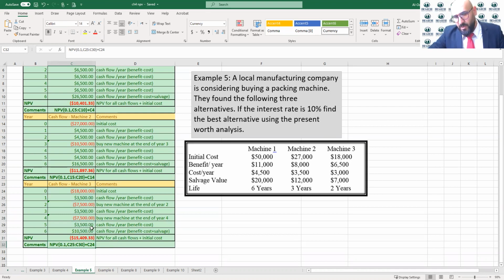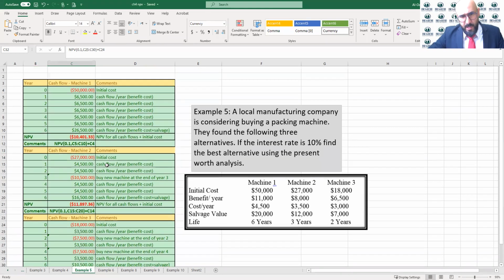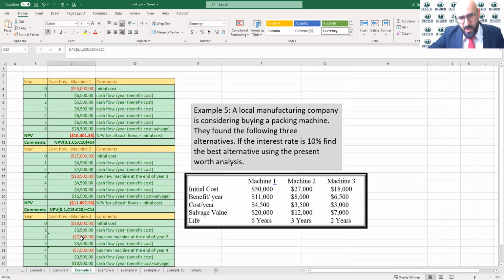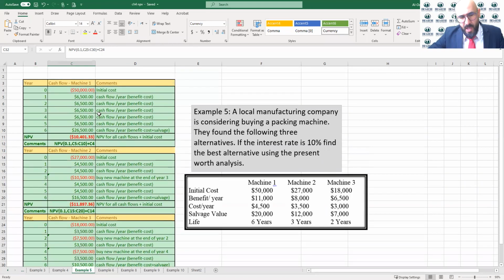And the last thing that we need to do is to make a conclusion on what option we should select, which machine we should select. As you see, machine 1 looks like it has the lowest cost because it's negative. We're dealing with all negative numbers here, and the highest NPV here would be machine 1, or in a different way, you could say machine 1 will cost less money. If we buy it, it's going to cost us negative $10,000. So we have to pay out of our pocket $10,000.